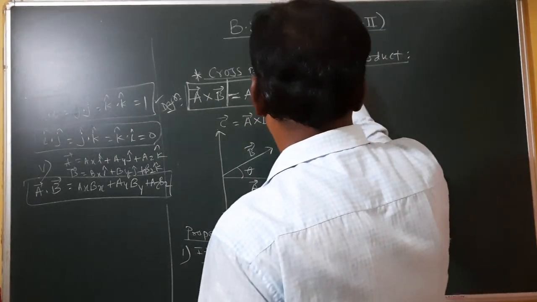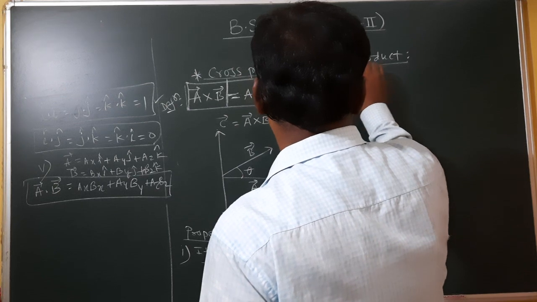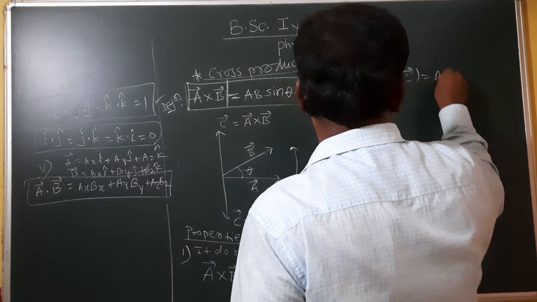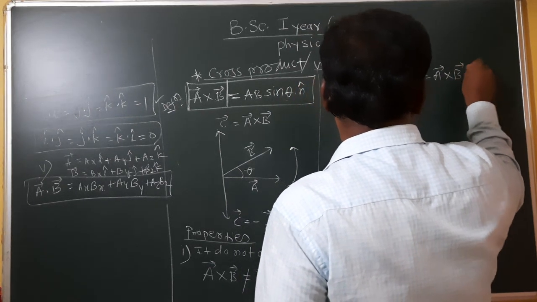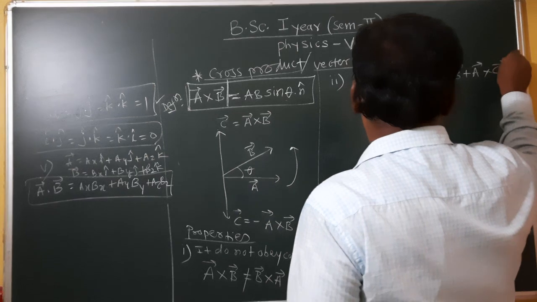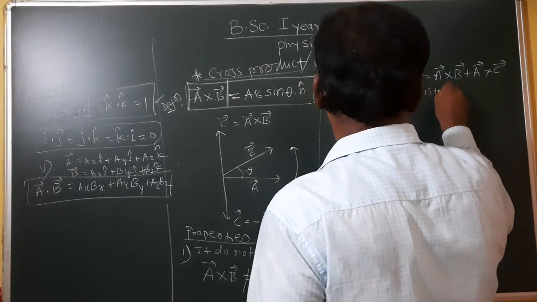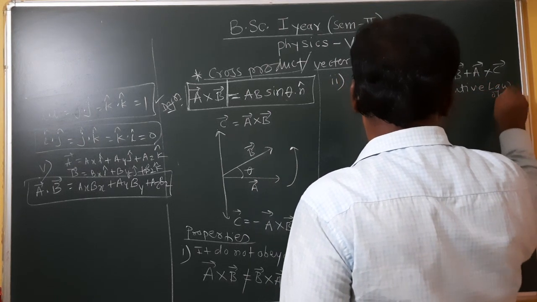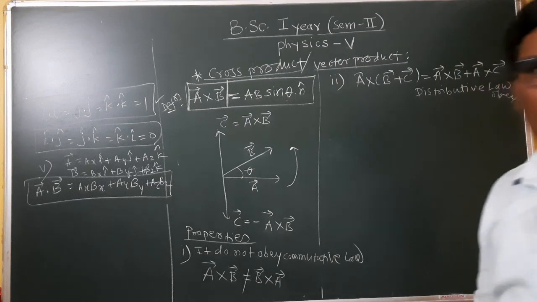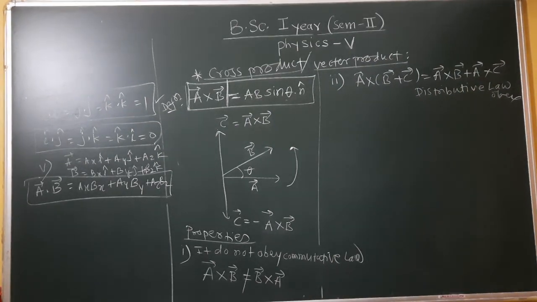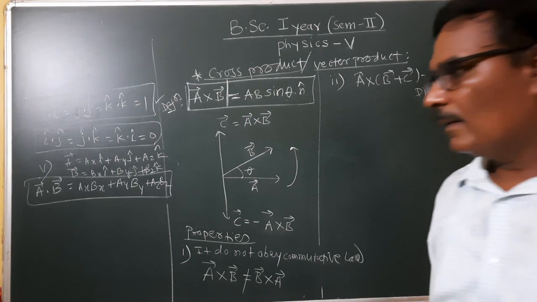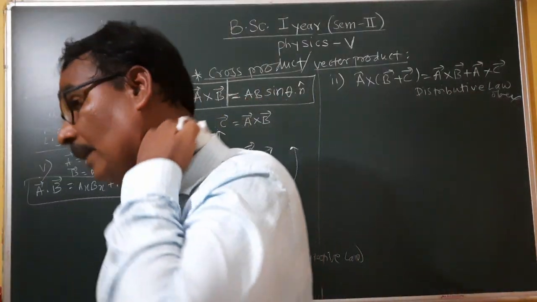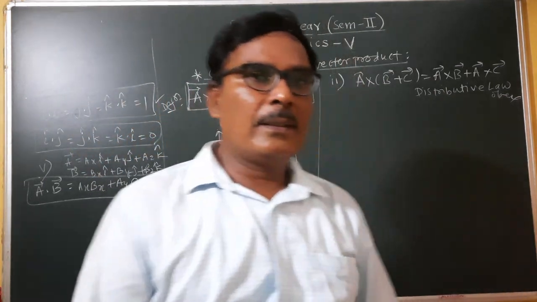Secondly, it obeys the distributive law. That is, A bar cross B bar plus C bar is equal to A bar cross B bar plus A bar cross C bar. Distributive law. It obeys the distributive law of vector multiplication. This is a very important property we have to discuss here.